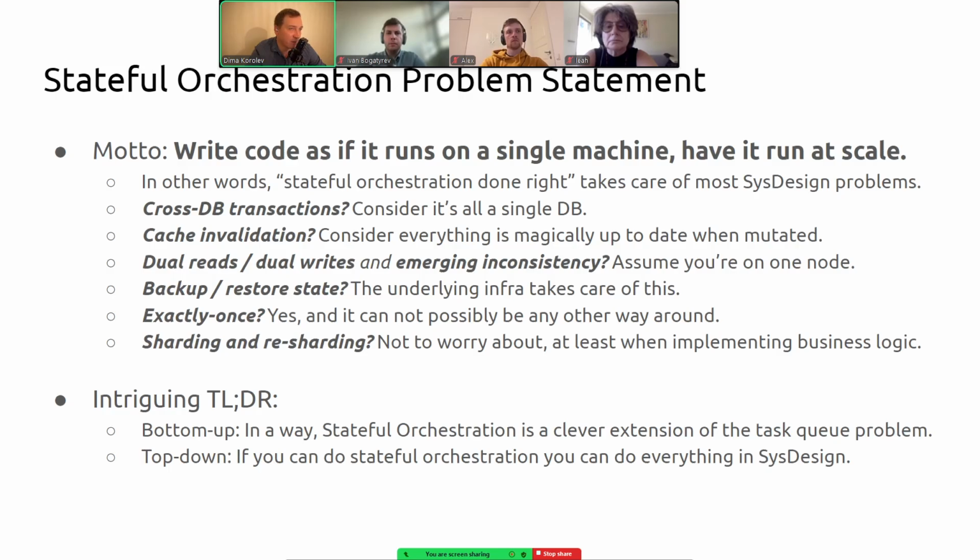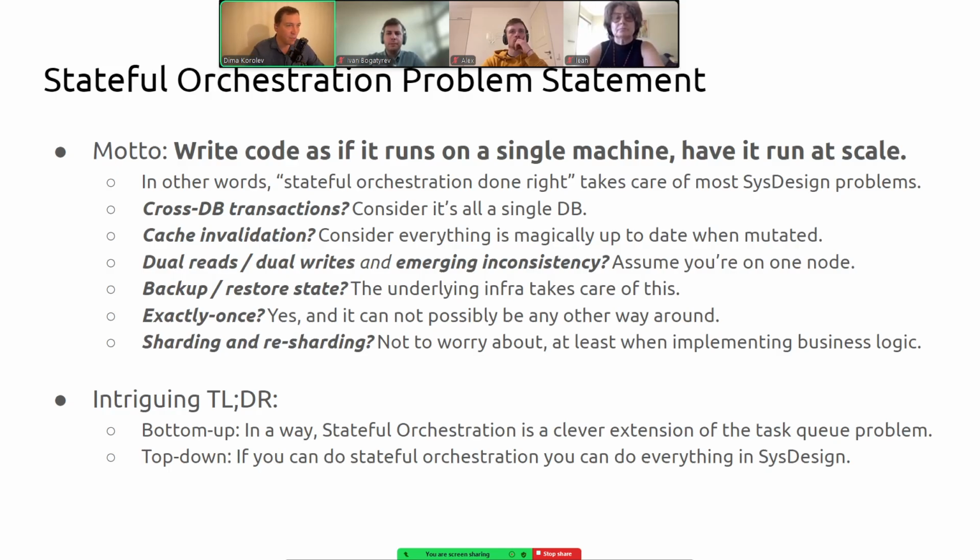Nothing to backup and restore, because ideally, if you have a single machine-ish deployment, the underlying frameworks take care of that. The dreaded exactly once question that is usually super difficult on a large scale. In a single machine, you're good, and the sharding topic, you just ignore it. So in a way, stateful orchestration covers the problem from both ends.